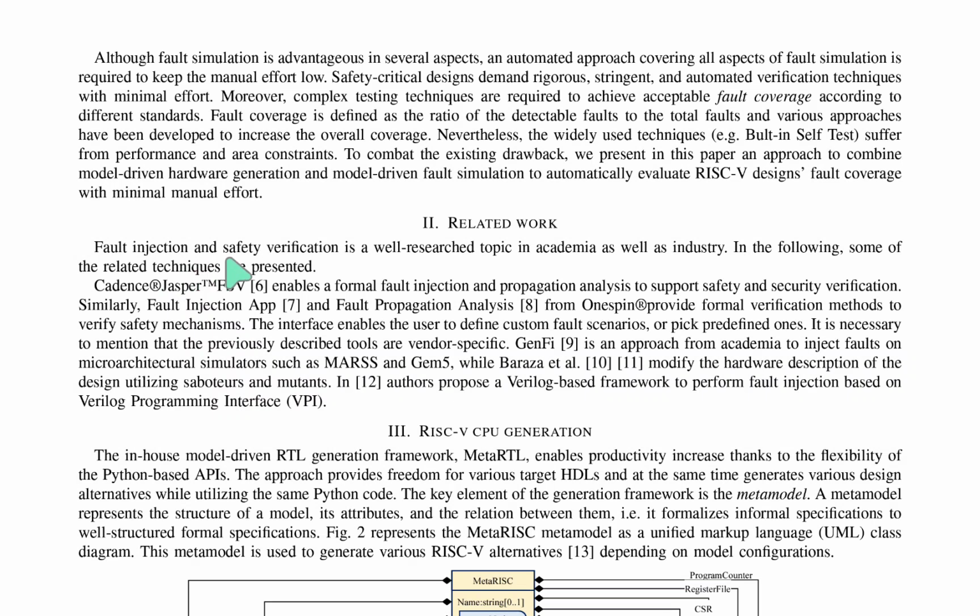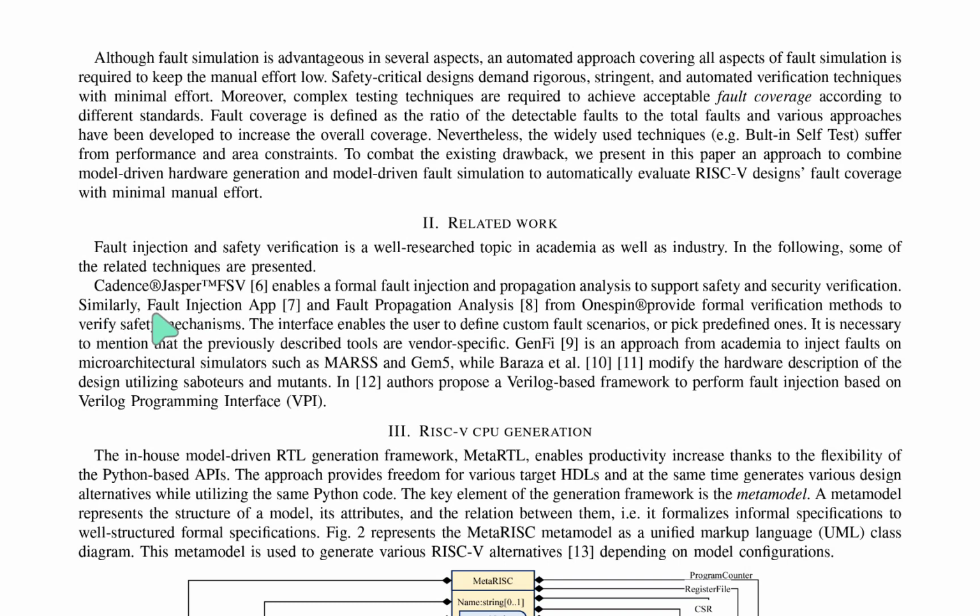Fault injection and safety verification is a well-researched topic in academia as well as industry. In the following, some of the related techniques are presented. Cadence Jasper FSV enables a formal fault injection and propagation analysis to support the safety and security verification.